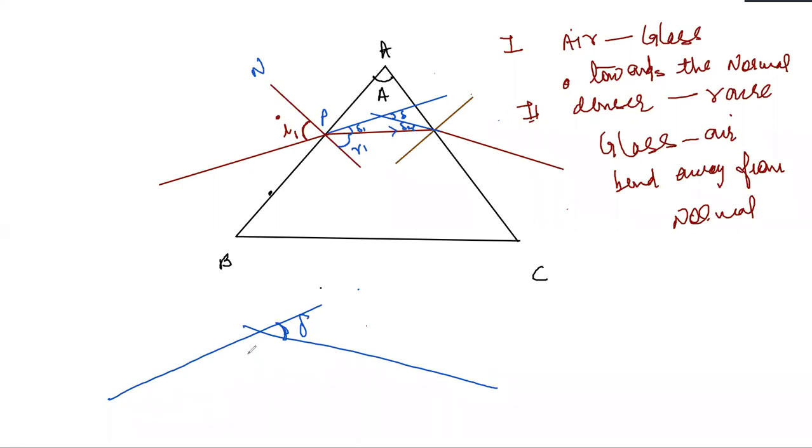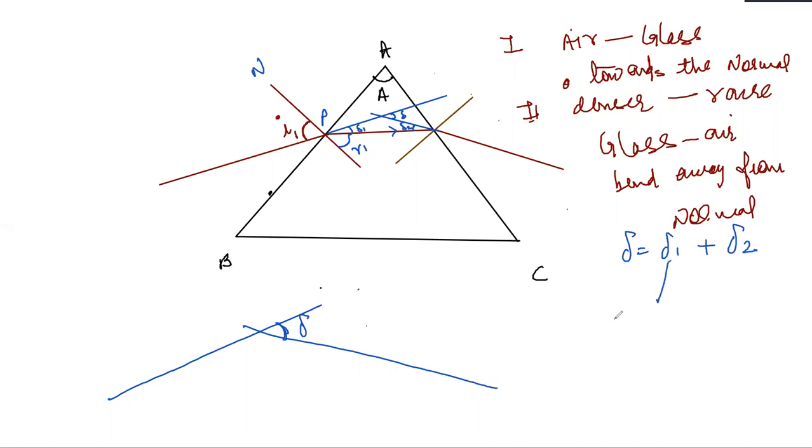At the first surface and at the second surface. Total deviation at the prism is equal to the deviation at the first surface plus the deviation at the second surface. तो हमको basically दोनों का total sum ले लेना होता है. That is the total deviation suffered by the light here. So delta equals delta 1 plus delta 2.